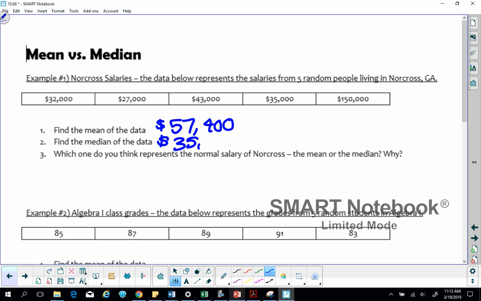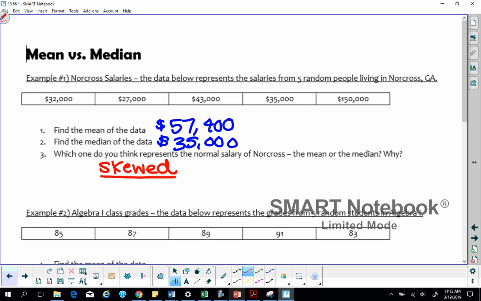35,000. Now, are those the same? No. So that means my data, is it skewed or normal? It's skewed. Good job. And I know which way it's skewed because I'm looking at these salaries.